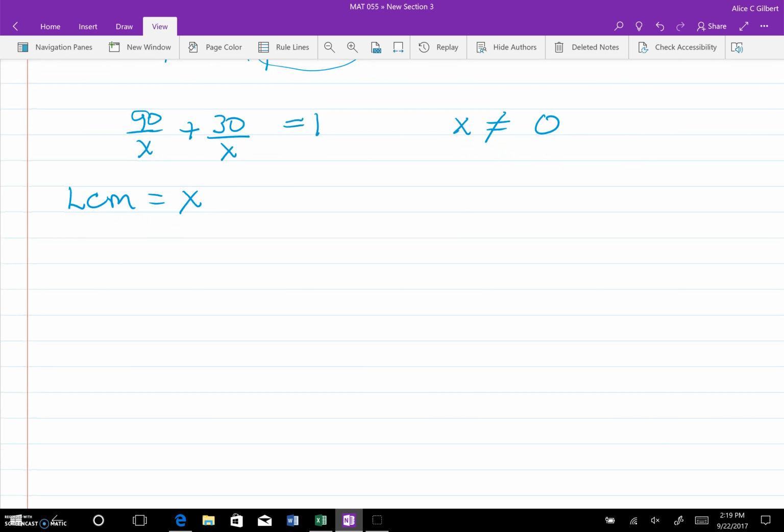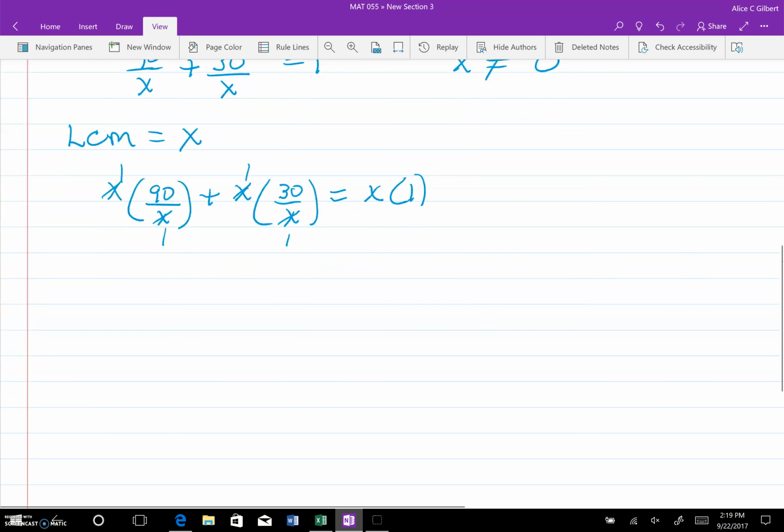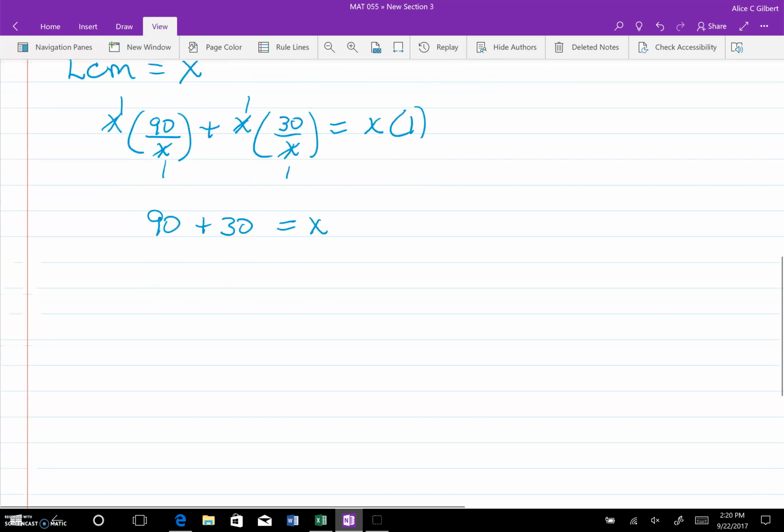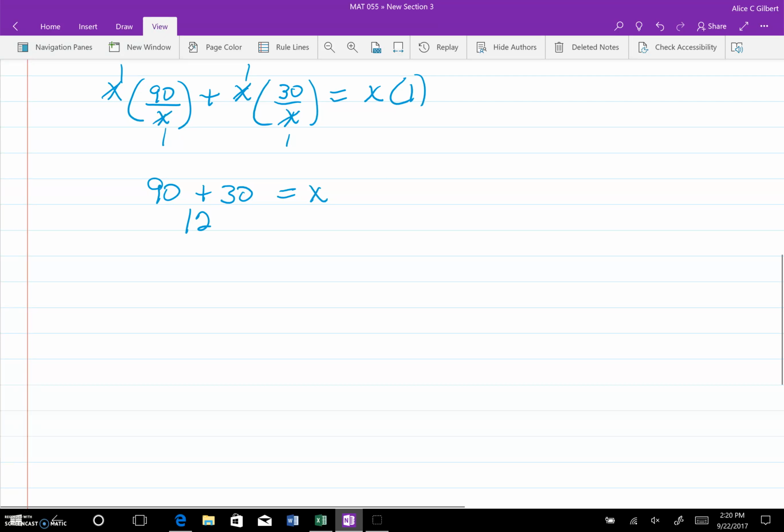Okay? So now I'm going to multiply this x times every term in the equation plus x times 30. Just what you guys have been doing the whole time. But remember, it also has to be by this guy on the other side of the equal sign. So over here, I can cross cancel the x's. And then I got 90 plus 30 equals x. Well, 90 plus 30 is 120, and there's my answer.